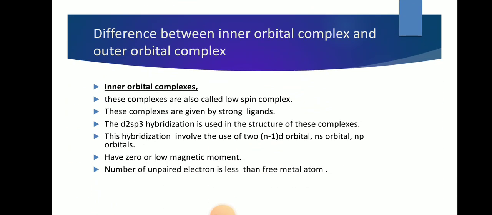In this slide, we will discuss the difference between inner orbital complex and outer orbital complex. Inner orbital complexes are low spin complexes. These complexes are given by strong ligands. The d2sp3 hybridization is used in the structure of these complexes. This hybridization involves the use of two (n-1)d orbitals, ns orbital, and np orbitals. They have zero or low magnetic moment, and the number of unpaired electrons is less than the free metal atom.